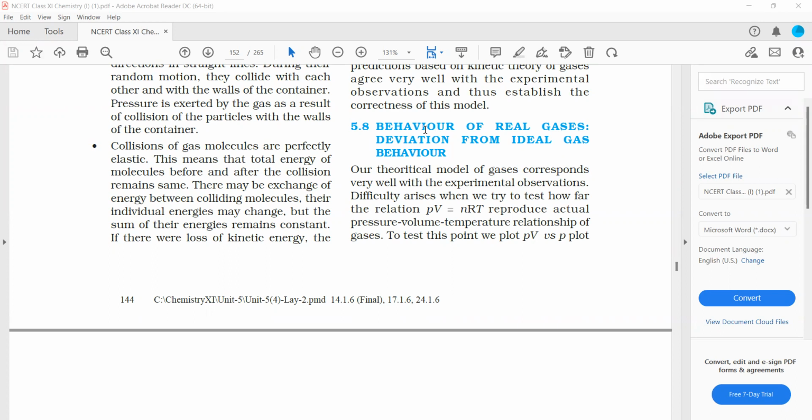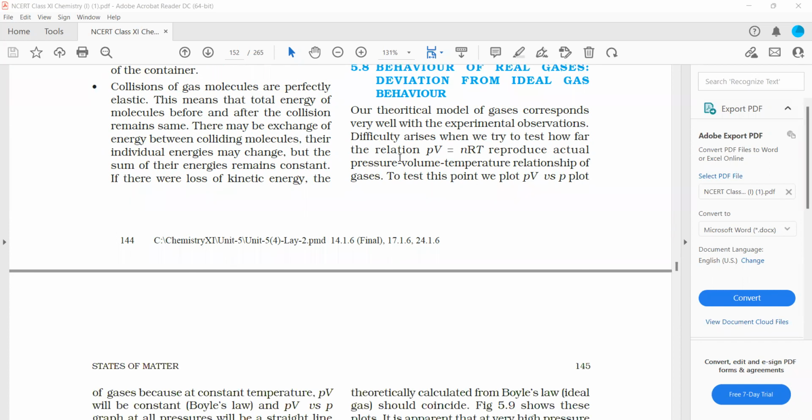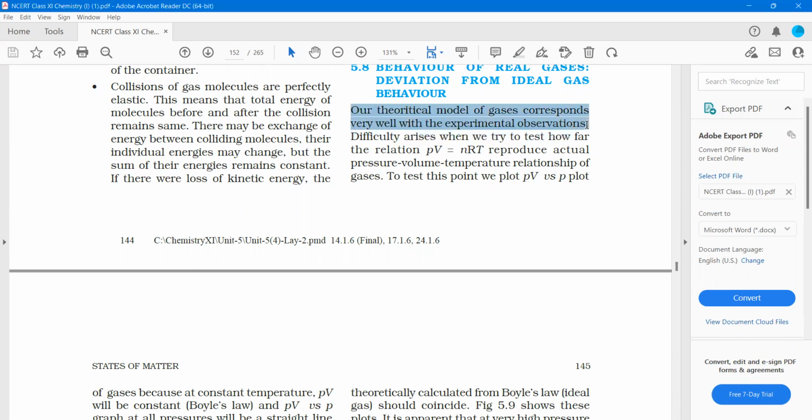At a particular temperature and pressure that we will study later, all real gases behave in the ideal gas manner. So let us study the behavior of the real gases that are actually present. They have a deviation from the ideal gas behavior, right? Our theoretical model of gases corresponds very well with the experimental observation. Okay, now that we saw the theoretical model of gases in the kinetic theory.